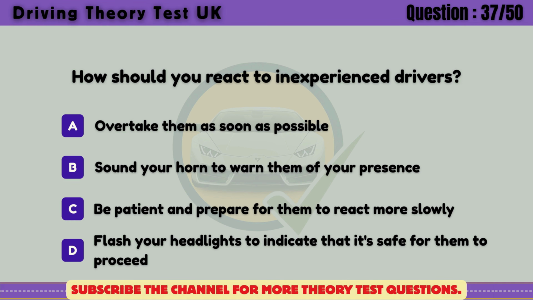Option A. Overtake them as soon as possible. B. Sound your horn to warn them of your presence. C. Be patient and prepare for them to react more slowly. D. Flash your headlights to indicate that it's safe for them to proceed.